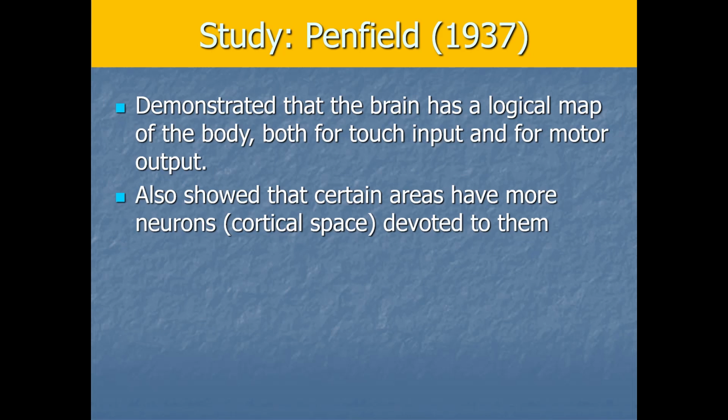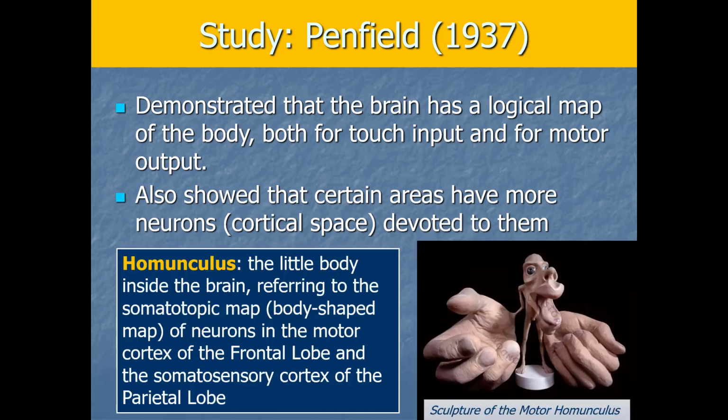Likewise, for sensing things, just for survival reasons, we get a lot of sensory feedback from our hands and fingers, right? And also from our lips and tongue for food and things like that. So we've got a lot of neurons dedicated to processing input from those parts of the body. We call this exaggerated representation of brain neurons the homunculus. It just means little man. It's like the little body or map of a body inside the brain.